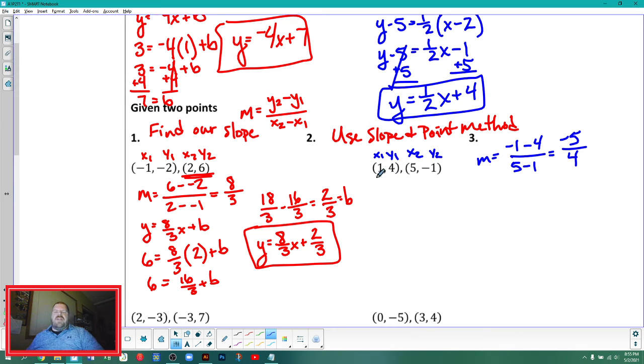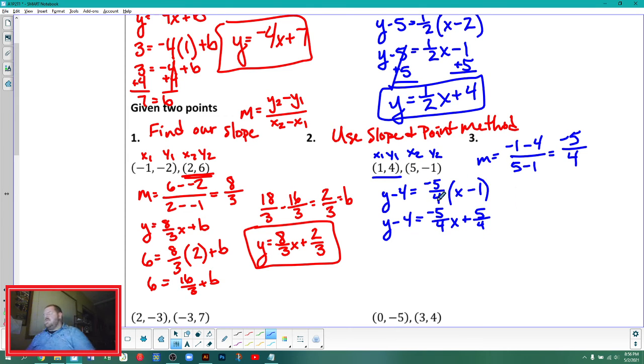And even with that, it's not going to work out great. I'm going to pick this point to use in my point slope method. So I want y minus 4 equals my slope, and then x minus 1. So that's going to be y minus 4. I need to distribute. Negative 5/4 x. Let's say plus 5/4. That's negative 1 times negative 5/4.